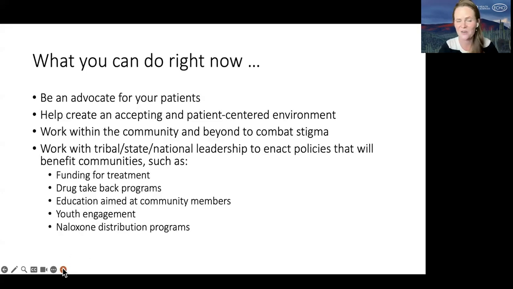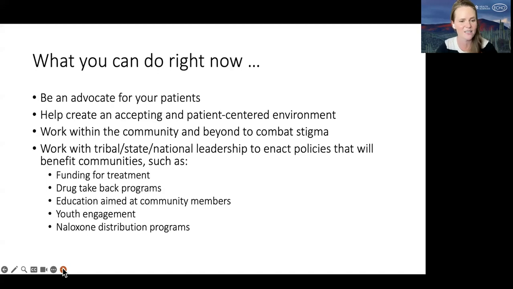So the last thing I'll say is just a reminder of things you can do right now. Being an advocate for your patients, if you're here, then you're probably already doing that. Making sure that you're creating an accepting, patient-centered, anti-stigma environment that keeps patients engaged. And then working with whatever level of leadership you have access to enact policies that are going to support this community. Policies sound abstract, but they really do change lives and, with this population, save lives.